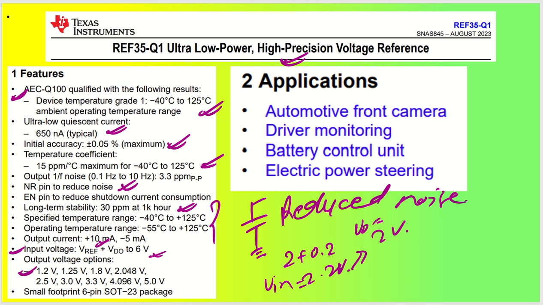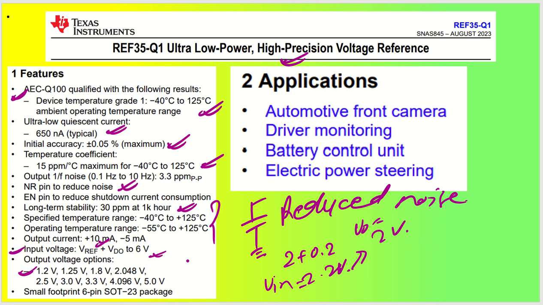There are various output voltage options for this particular IC series, which is REF35, which you can take up: 1.2 volt, 1.25 volt, 1.8 volt, 2.048 volt, which is close to 2.1 volt, and 2.5 volt, 3 volt, 3.3 volt, 4.096 volt, and 5 volt. And it is very small package, which is SOT23 package.